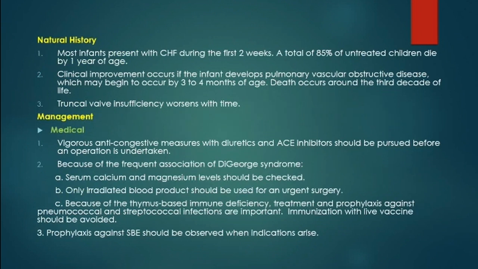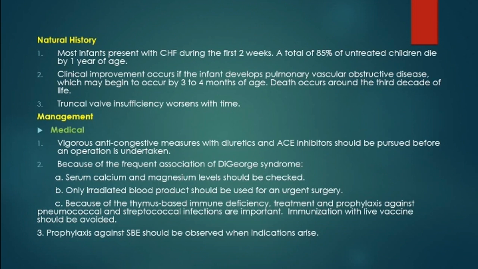So what happens for these patients if left untreated? Mostly they present with congestive heart failure within 2 weeks of life. 85% of cases, if left untreated, die by the age of 1 year. Clinical improvement will develop if the patient starts to develop pulmonary vascular disease by the age of 3 to 4 months, and then death will occur by the third decade of life from Eisenmenger syndrome. Truncal valve insufficiency will worsen with time.